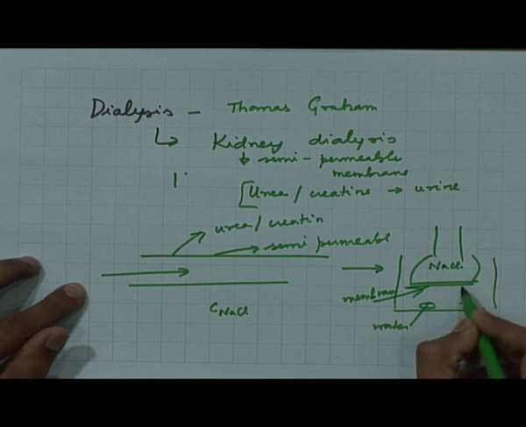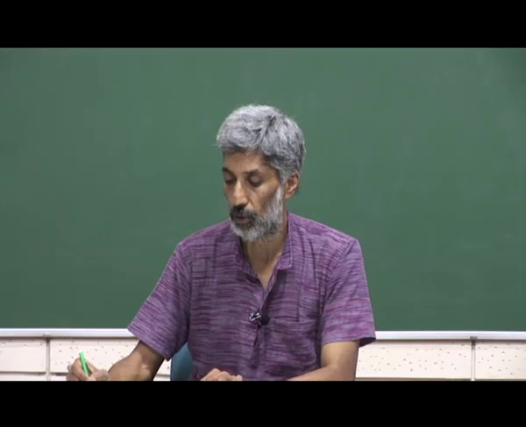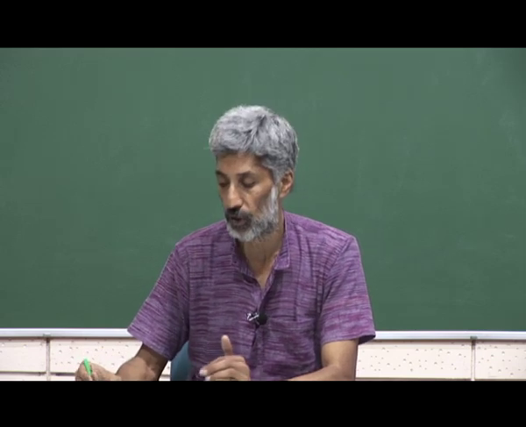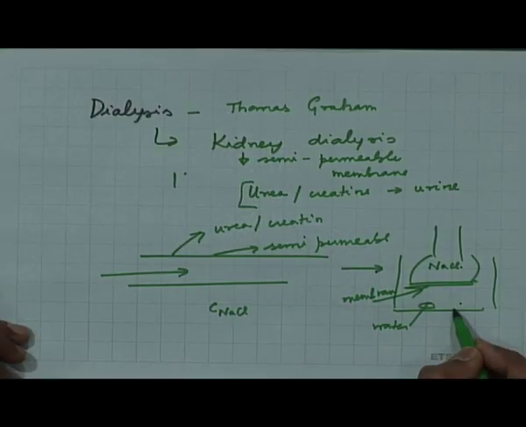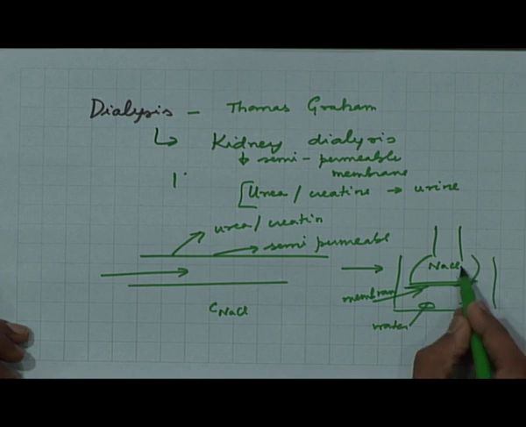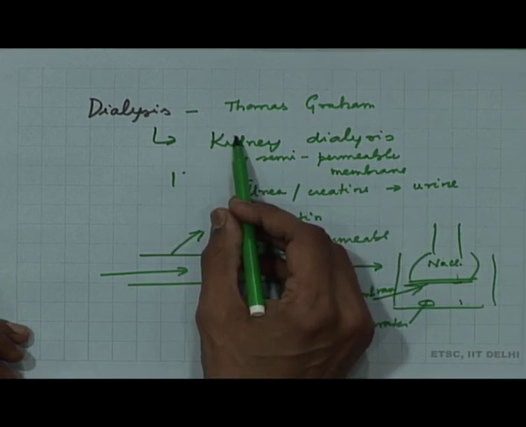This is called dialysis. In some sense, this is how your reverse osmosis machines also work. So, this is osmosis in some sense, but people call it dialysis. So, you put this through a semi-permeable membrane, and because of this concentration gradient, it will just go from here to here. And that is exactly the principle that we use in kidney dialysis.